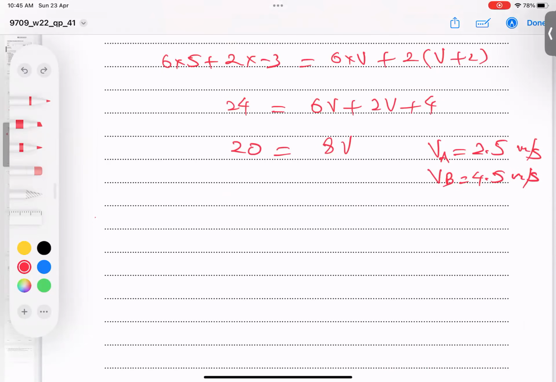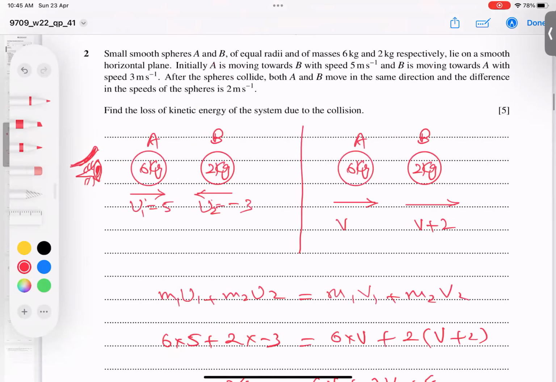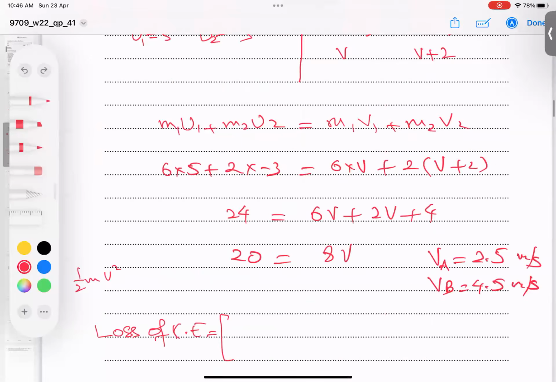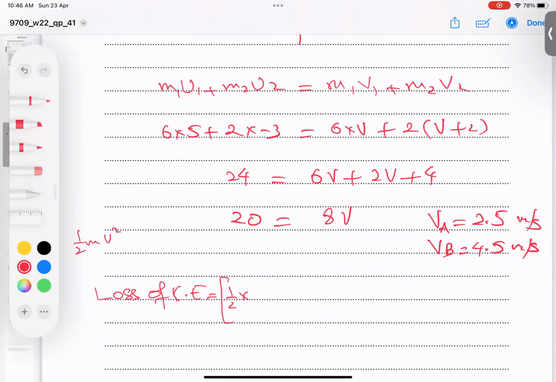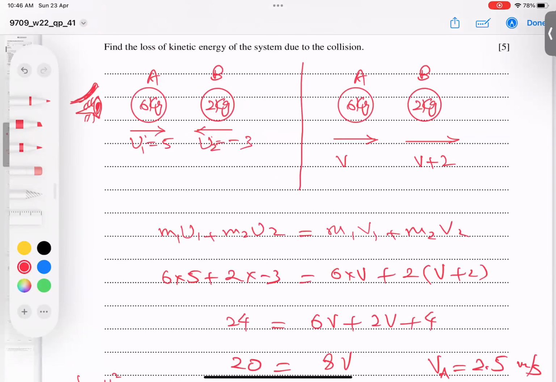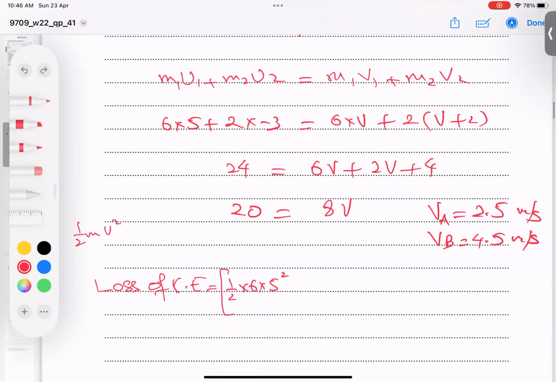The loss of kinetic energy. So the formula is half m v square, velocity square. Let's talk about the first situation. Half, mass is 6, m v square, and velocity is 5. And further I can say for the other particle, half m v square.